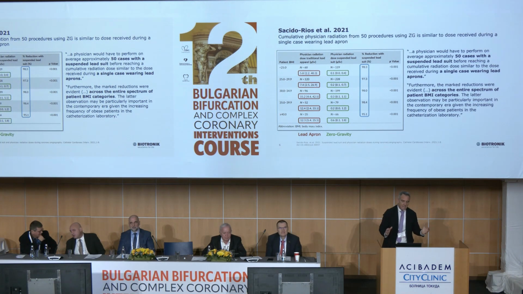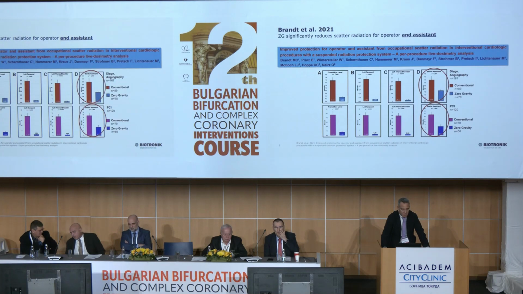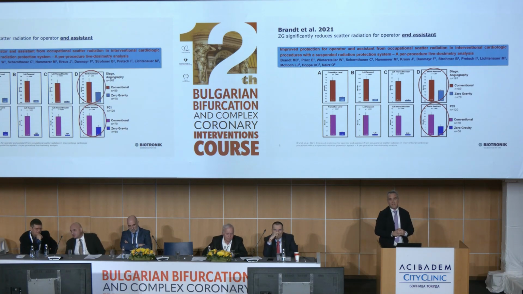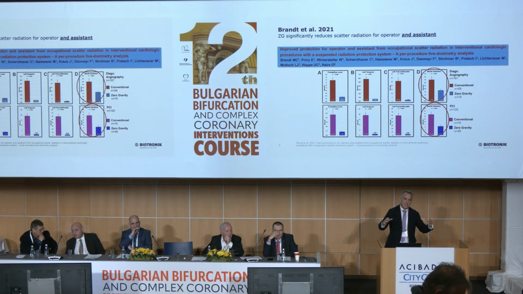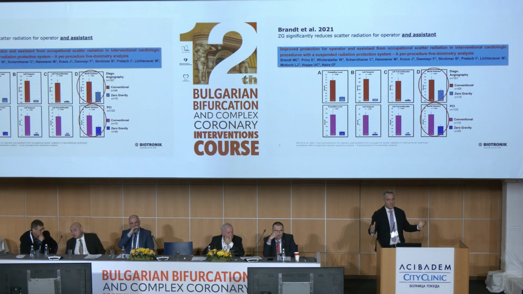And also what they did is that they covered the entire spectrum of patient BMI categories. So it doesn't matter if the patient was, let's say, big boned or thin, we got the same radiation protection. But not only the operator, because Zero Gravity is somehow a little bit bulky, it also protects your assistant, because the assistant needs to have a lead apron, but because this is like a shield, it protects us, but also you can see here on the last photo, it protects approximately 50% also your assistant.